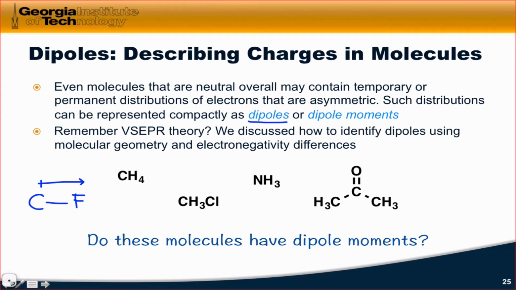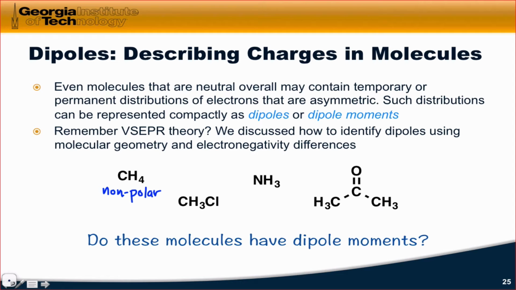Using VSEPR theory and molecular geometry in conjunction with this idea, we can conclude whether a molecule has an overall dipole moment or not, and that's very important for the assessment of intermolecular forces. So for example, if we drew out the tetrahedral structure of CH4 and looked at the individual CH bond dipoles, we would conclude that this molecule overall is nonpolar, since the bond dipoles are very small, first of all, and they're symmetrically distributed, so that the overall distribution is symmetric.